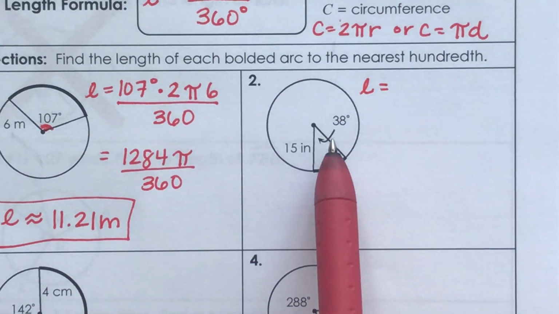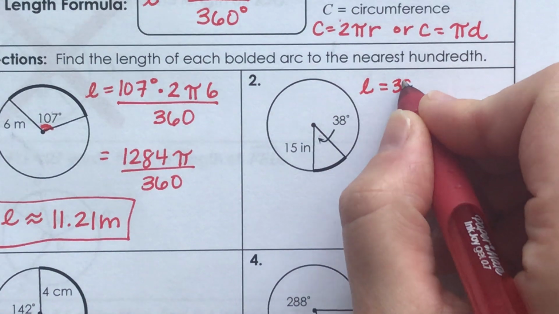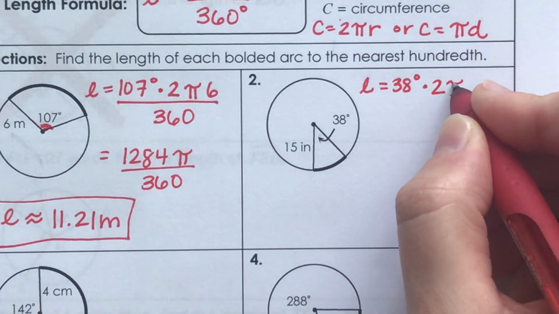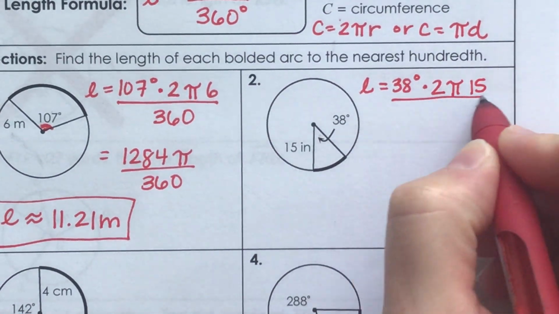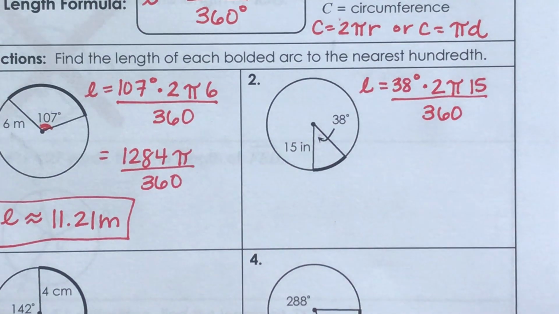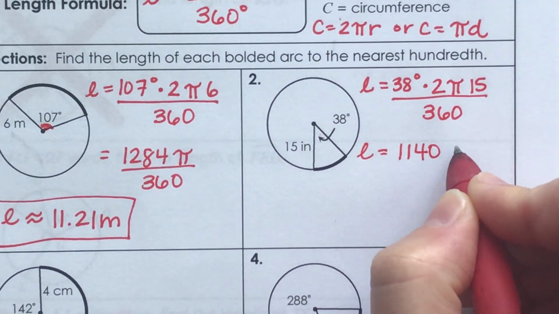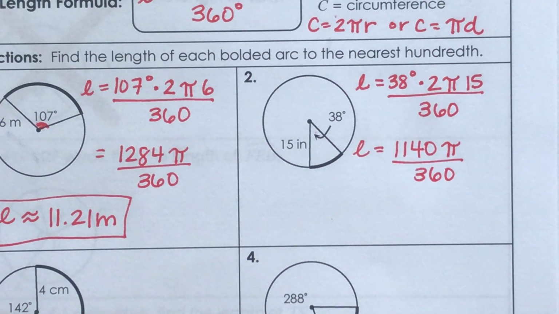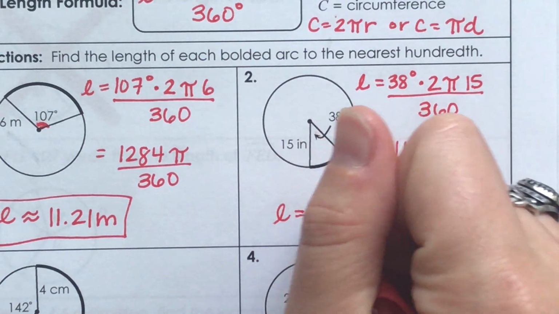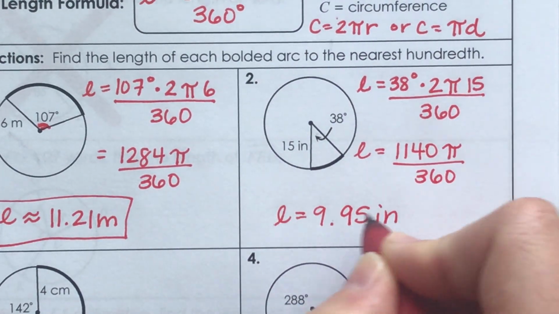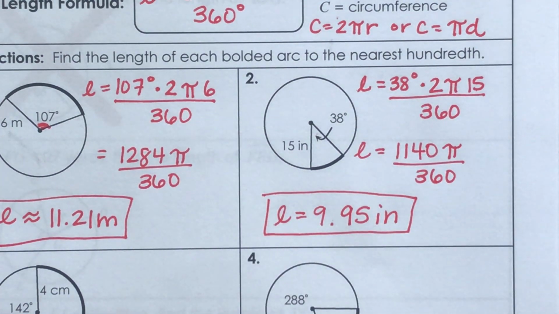Arc length equals, I take my degree measure that's given to me, 38 degrees, times the circumference. I am given the radius, so I'm going to use 2 pi r. So 2 times pi times my radius, which is 15, all over 360. Again, I'm going to do the same thing. I'm going to multiply just my numbers together first. So 38 times 2 times 15 gives me 1,140 pi all over 360. Now I'm going to take 1,140, multiply that times pi, and then divide that by 360. I get that my arc length is 9 point, and I'm rounding to the nearest hundredth, so I'm going to round it to 9.95. And I'm looking at inches. And I'm done. Not too hard, right?